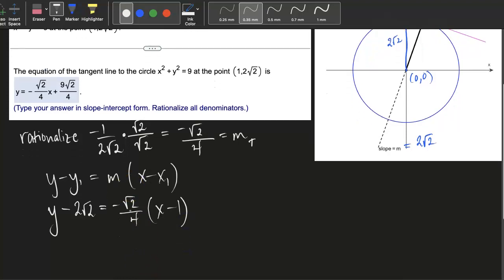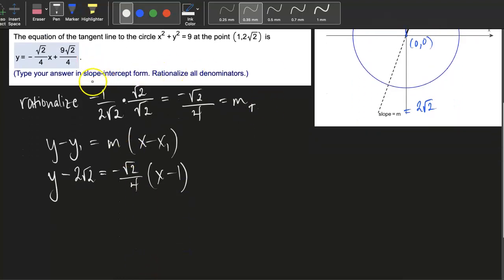We'll do a little bit of calculating here because I'm asked to express this in slope-intercept form. If that had not been here, I would stop at this point and type in this answer. But because it's saying express in slope-intercept form, that's y equals mx plus b, let's keep going. So one thing that we need to do is distribute. Another thing we need to do is add 2√2 to both sides.